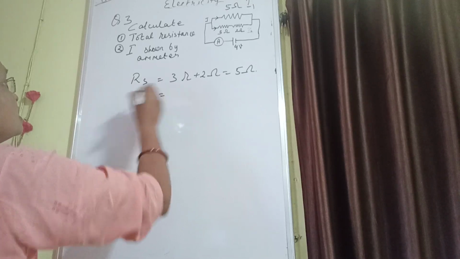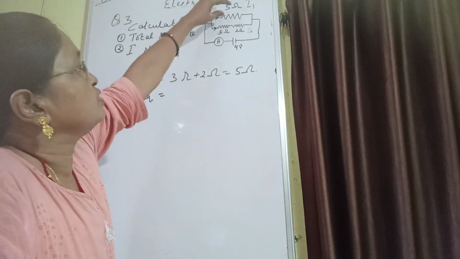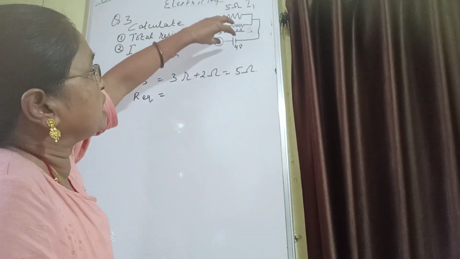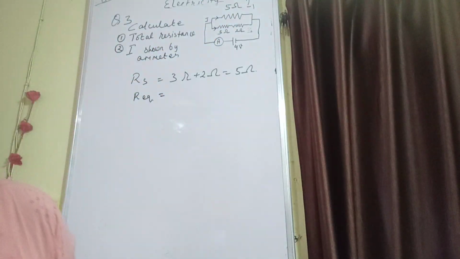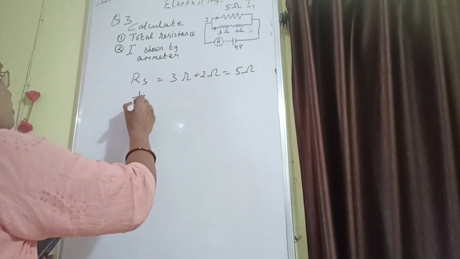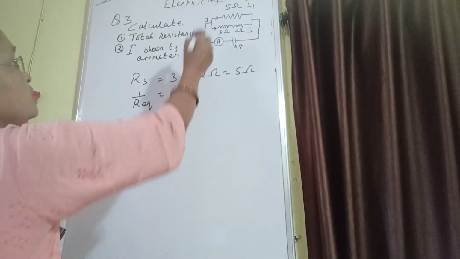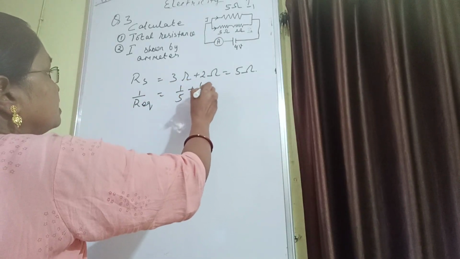Equivalent. So here you will see both are parallel. This 5 ohm and this 5 ohm are parallel. So that's why we can write this one as 1 by R equivalent is equal to 1 by 5 plus 1 by 5.